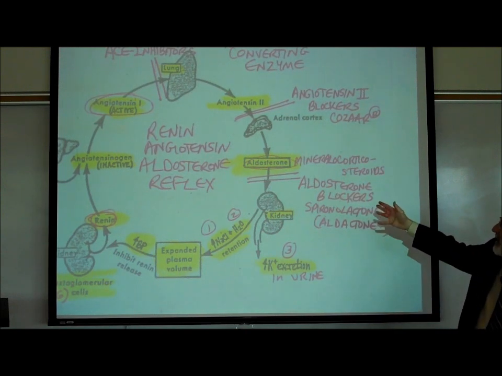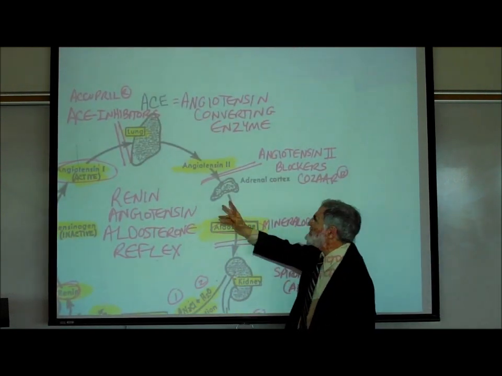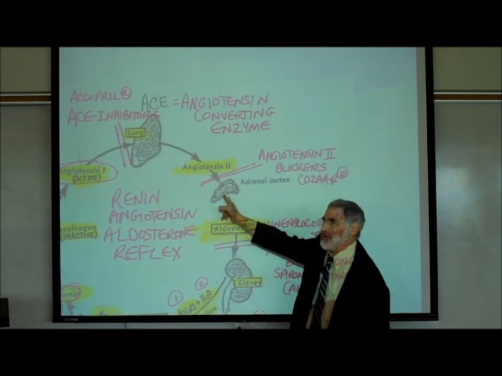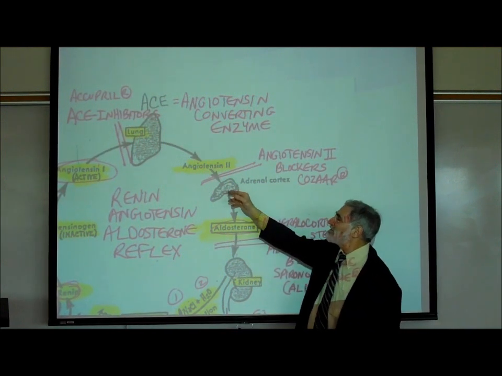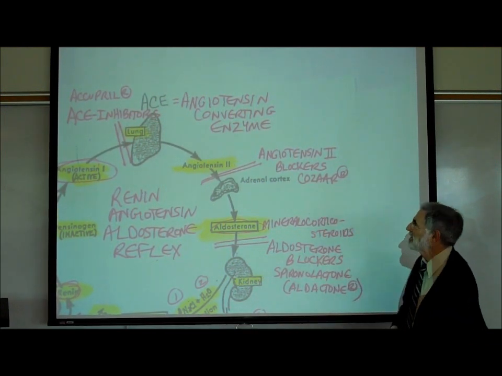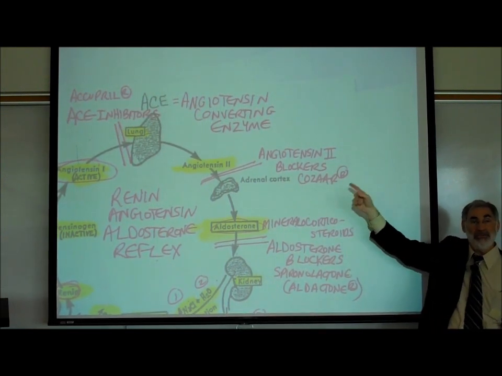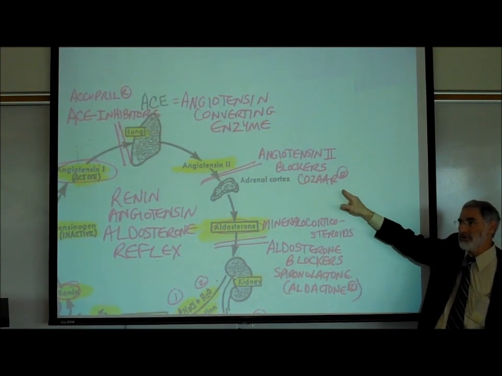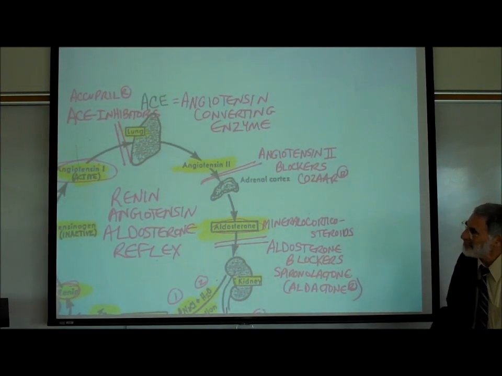Then after they developed those, a number of years later, they said, well, since it's really angiotensin II that's causing the adrenal cortex to release the aldosterone, let's develop drugs that block the angiotensin II receptor sites on the adrenal cortex. So then they developed angiotensin II blockers. An example of this, and I'm not asking you to know it, is a drug called Cozaar. Has anybody ever heard of Cozaar? It's another one you'll hear about.